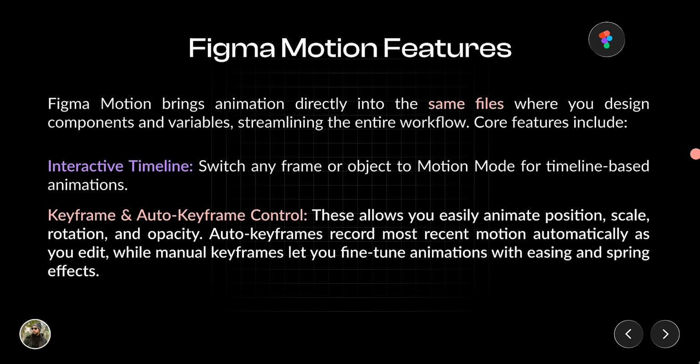So keyframes allow you to easily animate position, scale, rotation, and opacity changes. Auto keyframes record the most recent motions automatically and allow you to edit those motions and animations, while manual keyframes let you fine-tune animations with easing and spring effects.